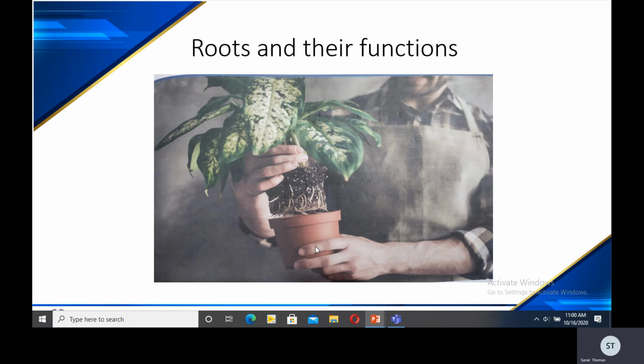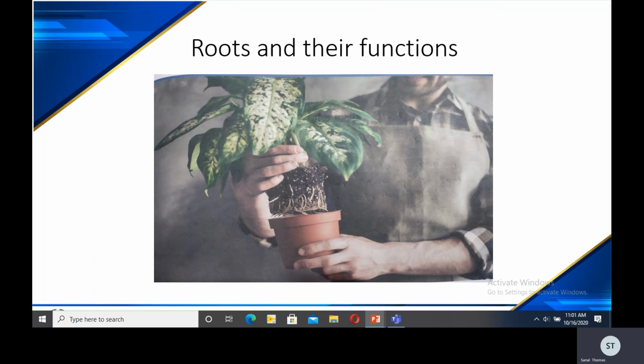Here you can see a picture of a plant, right? It has leaves, stem, and what about this part? What is the name of this part? It's the root. What is its color? Yeah, it has a brown color, and we can see some small hairs around it, and it is growing deep into the ground. So today we are going to learn about the main functions of the roots.